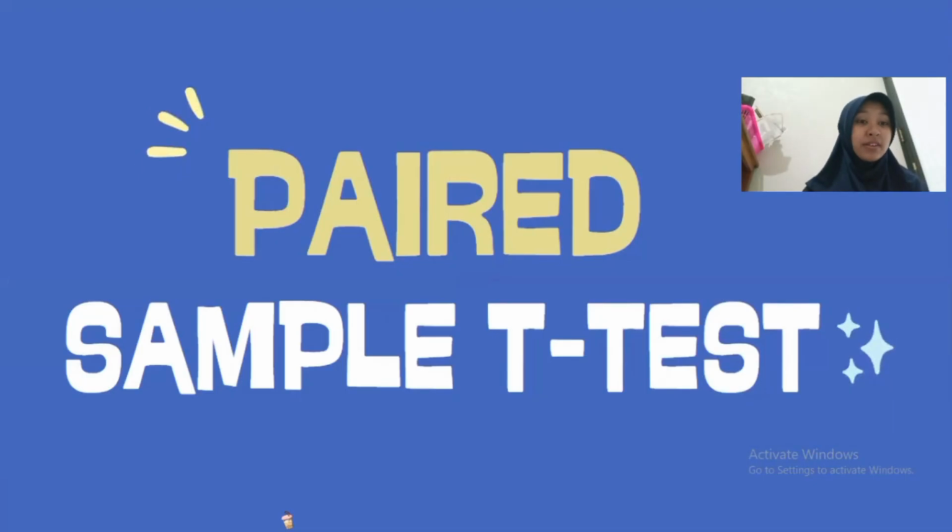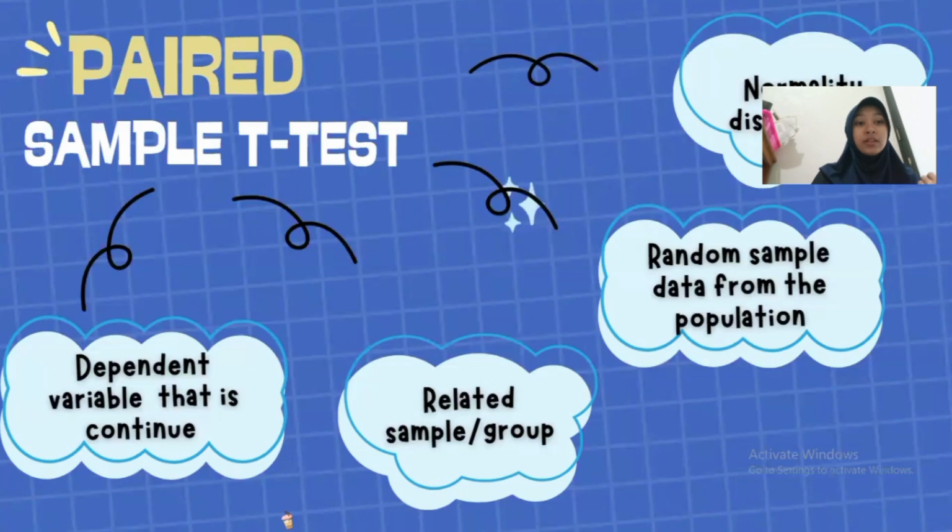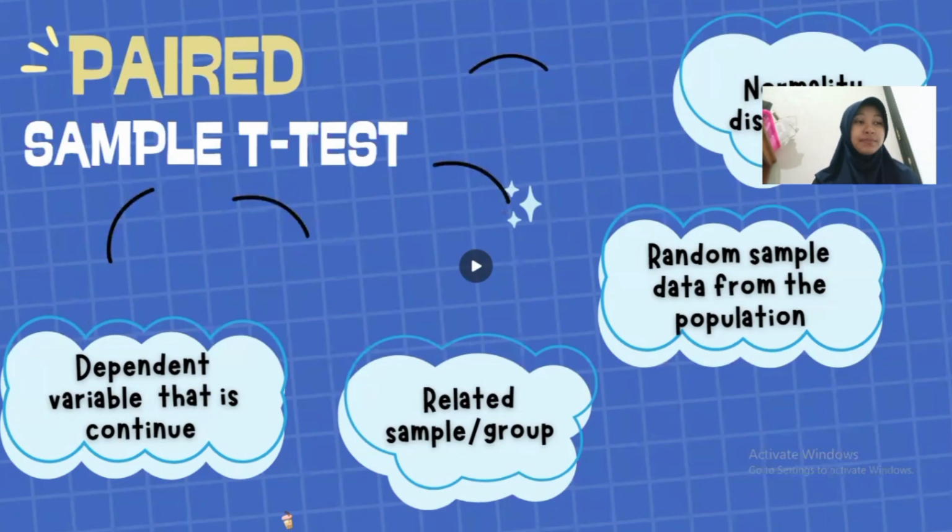Okay, next is the paired sample t-test. The paired sample t-test is used to compare the means of two groups. The requirements to use the paired sample t-test are: first, the dependent variable is continuous; second, related samples or groups; third, random sample data from the population; and the last is normal distribution, so the data must be normally distributed.